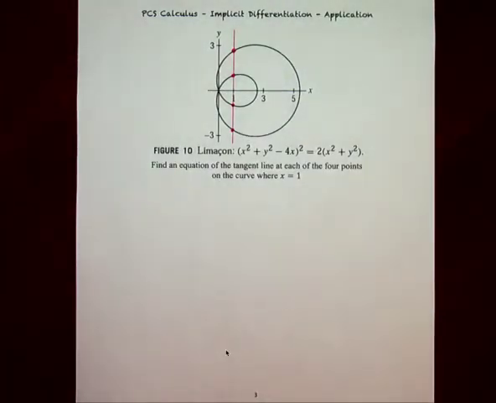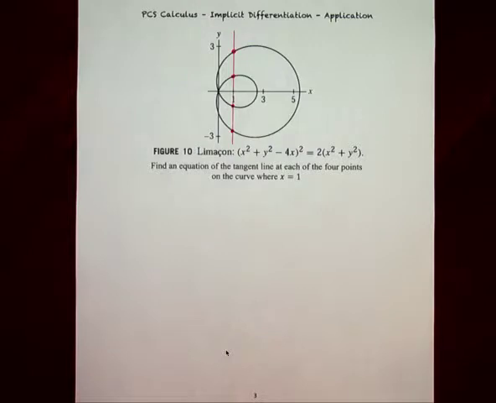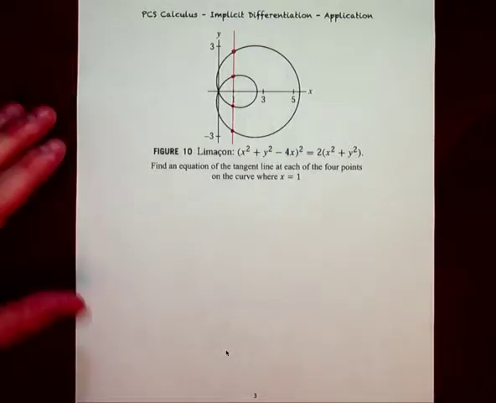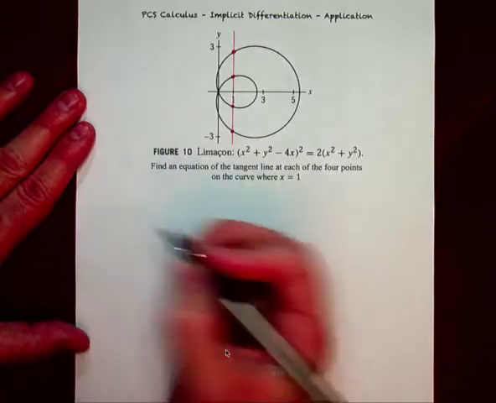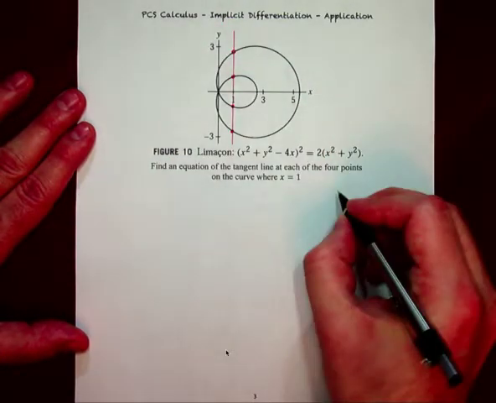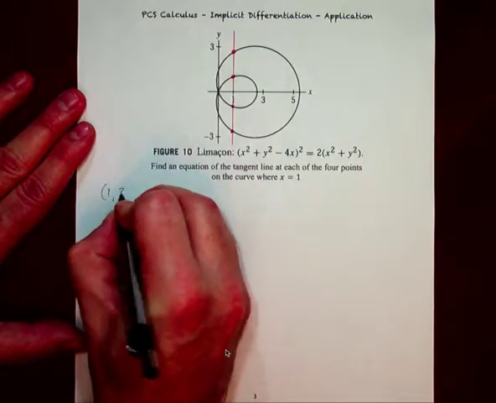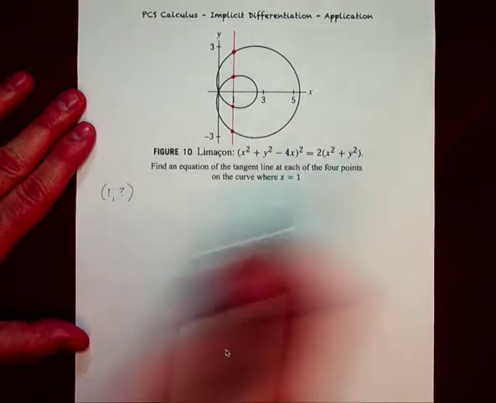Now, first of all I need to find the derivative so that I can find the slope at each of those 4 points, but I also need to actually find those 4 points. So let's go ahead and do that first. Now I know if I'm finding all of those, I'm looking for x equals 1, and therefore I just need to plug 1 into here.